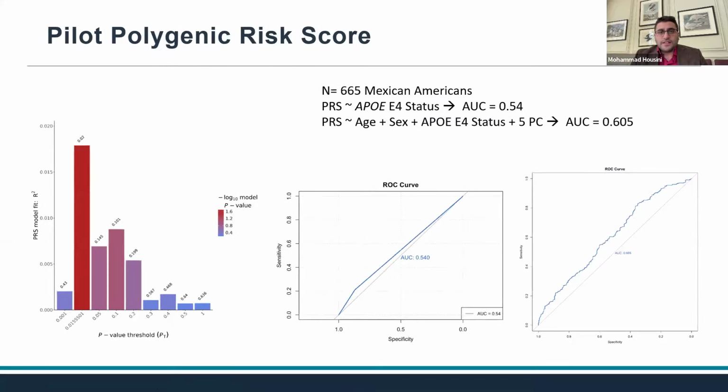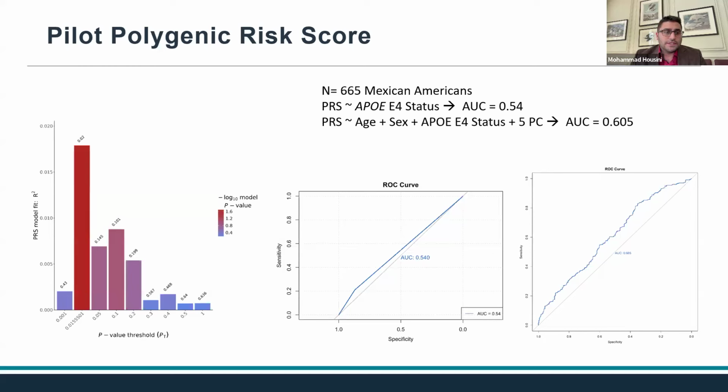So this is some very new data that I recently produced. It's a pilot. I am still learning how to do this, and part of my training was to use a small subset of Mexican Americans from the HABS-HD study, where we took 665 individuals and constructed a polygenic risk score.